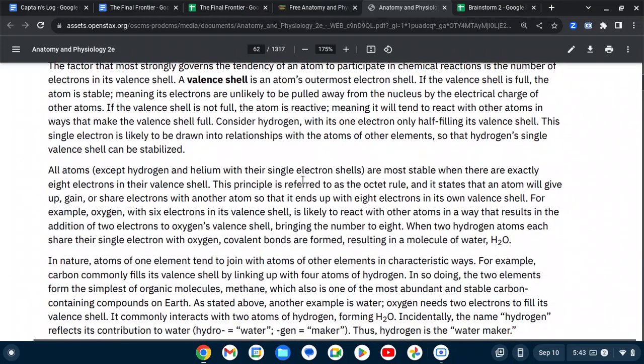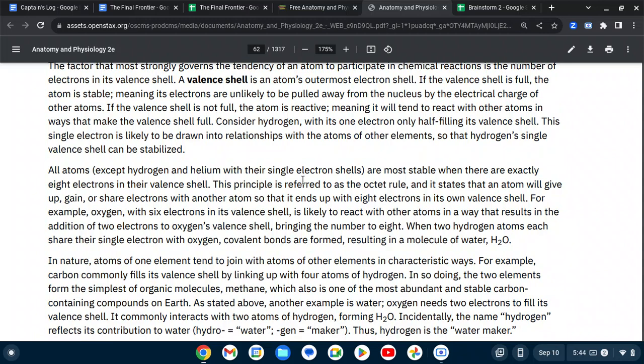The factor that most strongly governs the tendency of an atom to participate in chemical reactions is the number of electrons in its valence shell. A valence shell is an atom's outermost electron shell. If the valence shell is full, the atom is stable, meaning its electrons are unlikely to be pulled away from the nucleus by the electrical charge of other atoms. If the valence shell is not full, the atom is reactive, meaning it will tend to react with other atoms in ways that make the valence shell full.